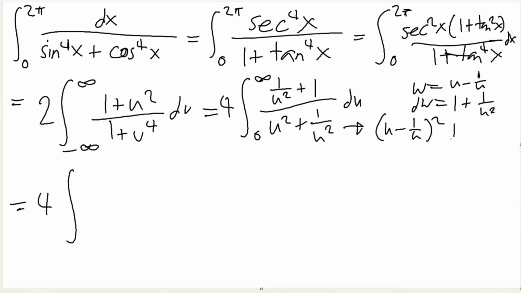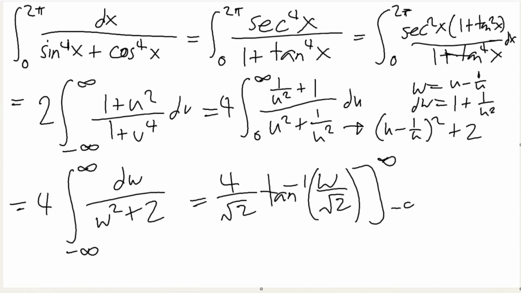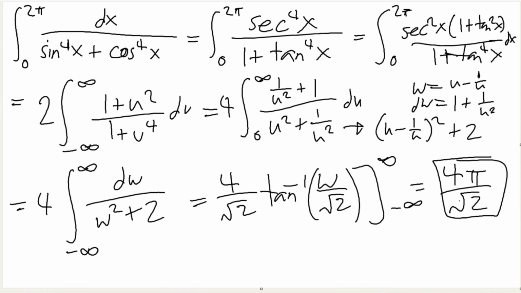I need a minus 2 plus 2. So this is w squared plus 2 dw. Holy hell. So now, plug in 0, I get negative infinity. Plug in infinity, it's still infinity. So now this is 4 root 2 inverse tangent w root 2 from infinity to negative infinity. This whole thing becomes pi. So now I get 4 pi over root 2, or I guess you can say 2 root 2 pi as well.